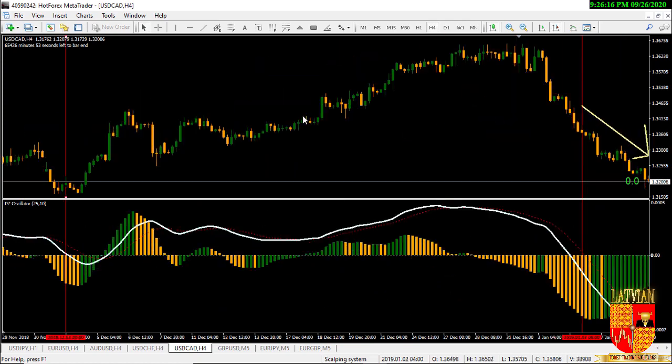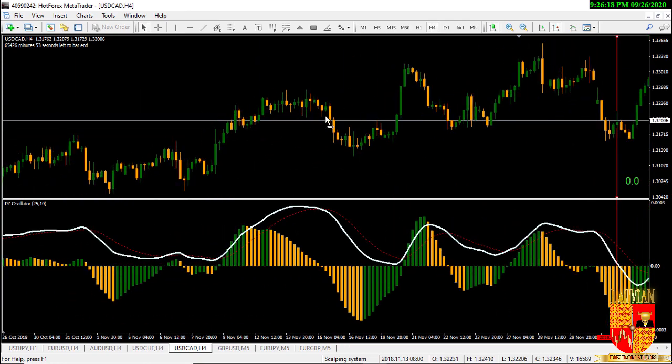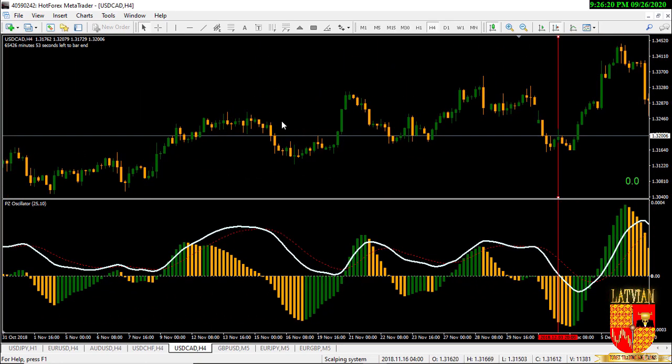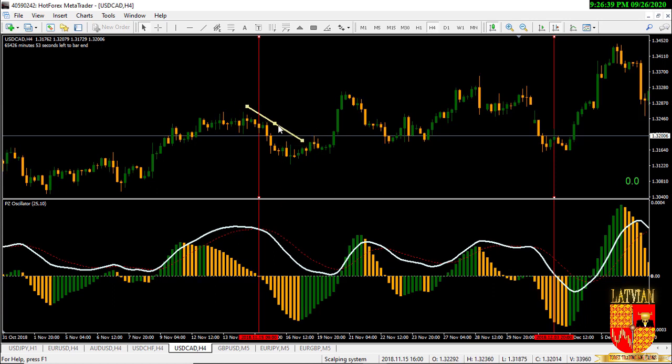So that is one thing. And then the other one is the colors of the histograms. For example, here when the histograms are gold in color and below the zero line, it is telling you that there is bearish momentum within this retracement.